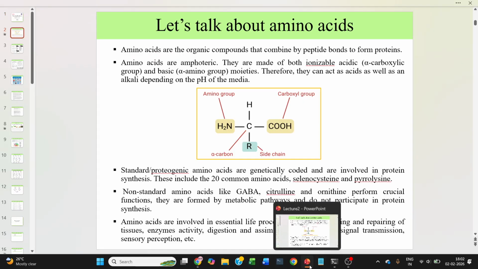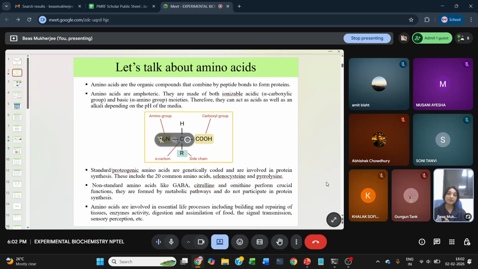Right. So we'll talk about amino acids. Now what are amino acids? Amino acids are organic compounds that combine by peptide bonds to form proteins. Okay. Amino acids are amphoteric. What does that mean? That means that they are made up of ionizable, acidic as well as basic groups. Okay. So an amino acid has both an acidic group and a basic group.